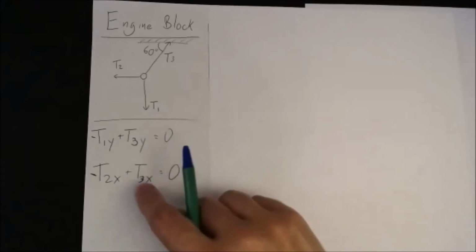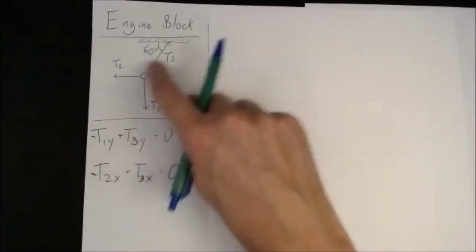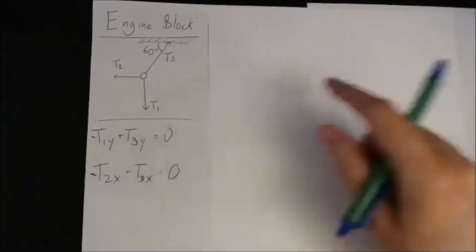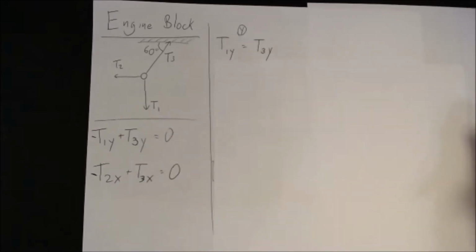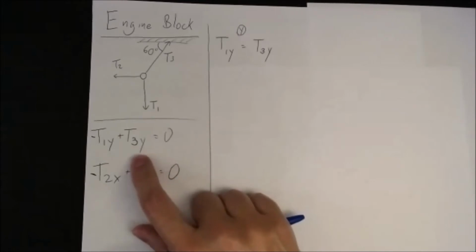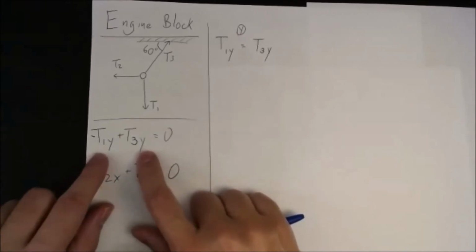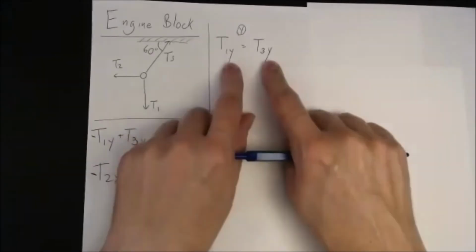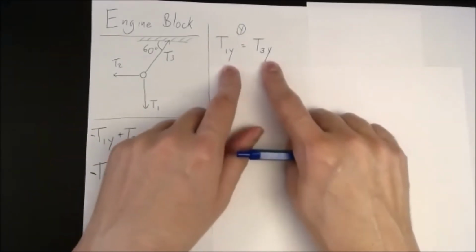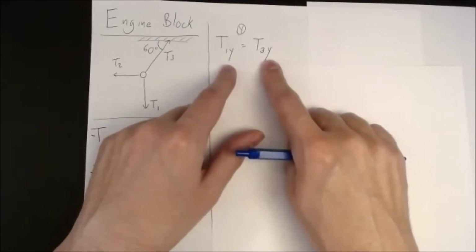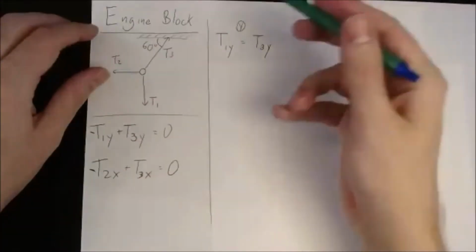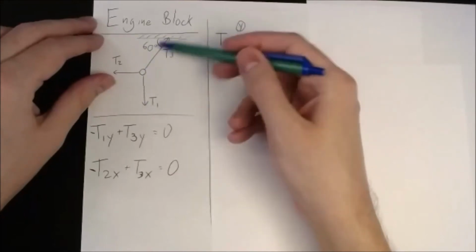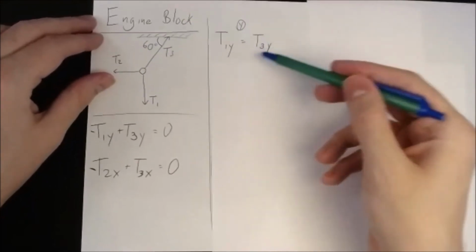We need to find the value of each tension, T1, T2, and T3. We can do that by just starting to work on these equations. Let's look at the y ones first, because I wrote those down first. If I take this and do a little bit of algebra, I get this. This should also be pretty clear: the amount that I'm pulling up and the amount that I'm pulling down with T3 and T1 should cancel each other out.